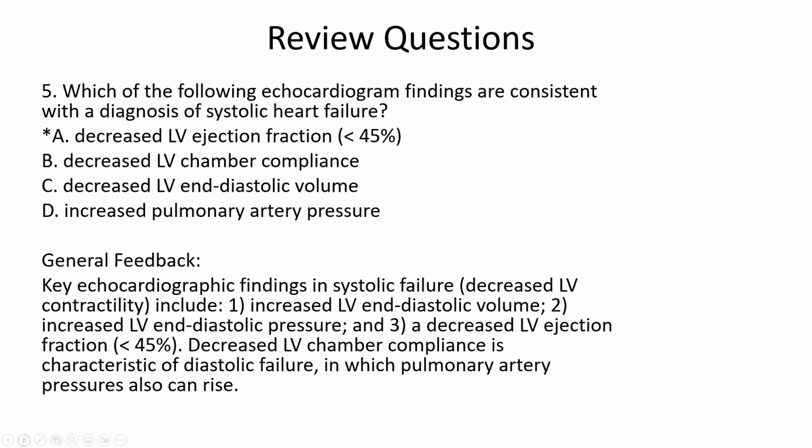Let's look at the general feedback. Key echocardiographic findings in systolic failure, decreased left ventricular contractility, include increased left ventricular end diastolic volume, increased left ventricular end diastolic pressure, and a decreased left ventricular ejection fraction, less than 45%. Decreased left ventricular chamber compliance is characteristic of diastolic, not systolic failure, in which pulmonary artery pressures can also rise. We're making that distinction there.